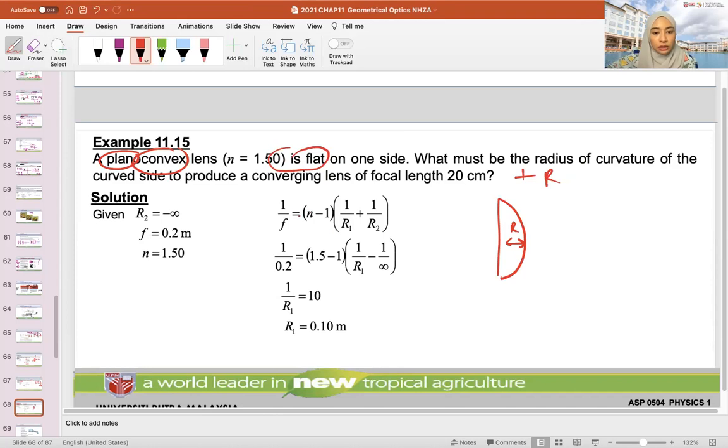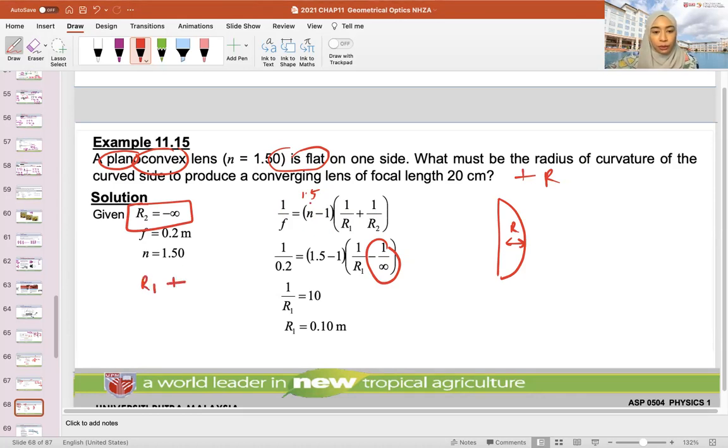Flat side. So here, 1 over F is equal to n minus 1. This is 1.5. 1 over R1 plus 1 over R2. The R2 here is minus infinity, because it's flat on one side. I don't know why, but indeed if it's flat, it's minus infinity. If it's curved, it's either converging or diverging. If converging, positive R. If diverging, negative R. So here it tells us it's converging. So we know that our other value R is going to be positive.